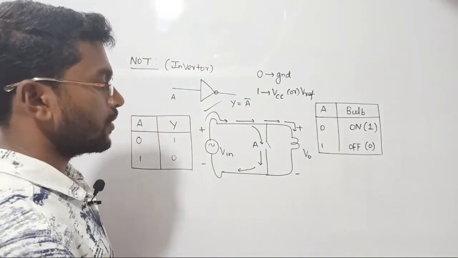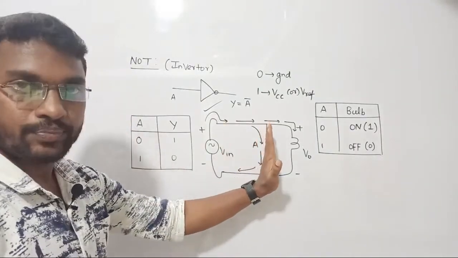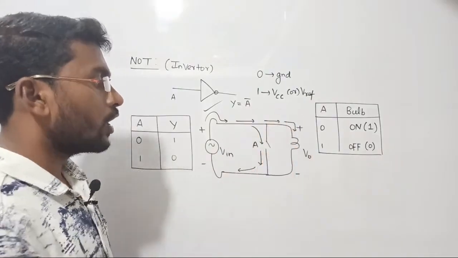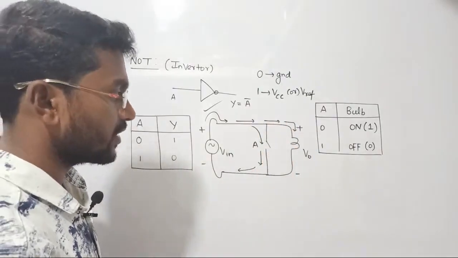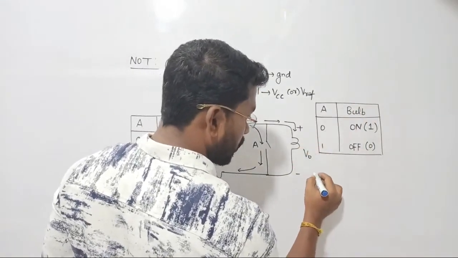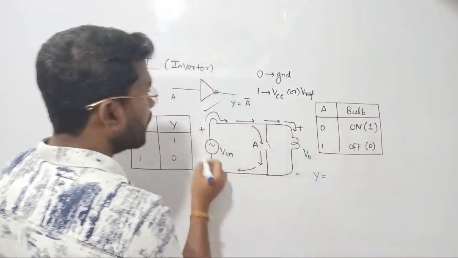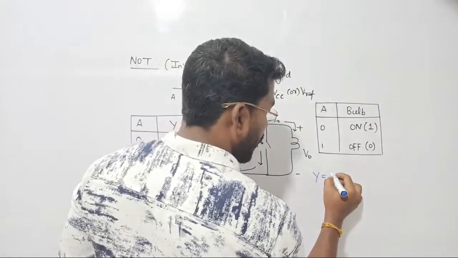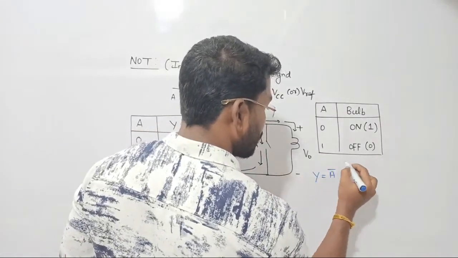Here, if I consider a switch in parallel with your load, then we can say output, right? Let me call it output, which we generally denote as y. Yes. For our NOT gate, output y is going to be the inverted version of the input.